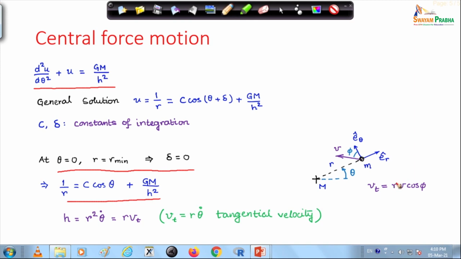Here there is a correction. The tangential velocity is equal to the speed of this particle at this point, times cosine phi. Phi is the angle made by the velocity vector with the e theta cap direction. We had expressed h, the angular momentum per unit mass, which is r square theta dot, as r times v tangential. This follows from the definition, and the tangential velocity is r theta dot.